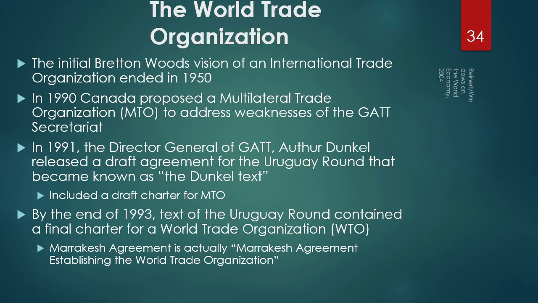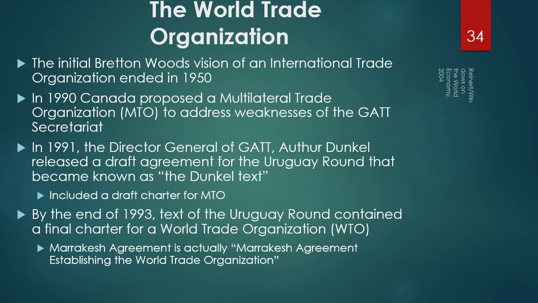So again, the WTO: the initial Bretton Woods vision of an international trade organization ended in 1950. In 1990, Canada proposed a multilateral trade organization, the MTO, to address weaknesses in the GATT Secretariat. In 1991, the Director General of GATT, Arthur Dunkel, released a draft agreement for the Uruguay Round that became known as the Dunkel Text, and this included a draft charter of the MTO, or Multilateral Trade Organization. By the end of 1993, the text of the Uruguay Round contained a final charter for the World Trade Organization, the WTO. And so the Marrakesh Agreement is actually the Marrakesh Agreement Establishing the World Trade Organization.